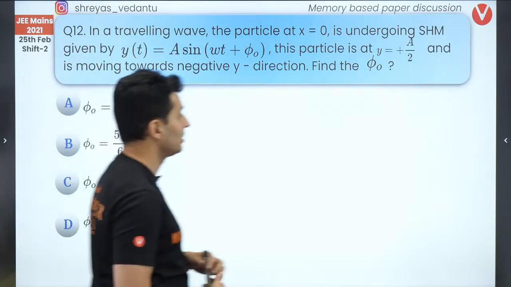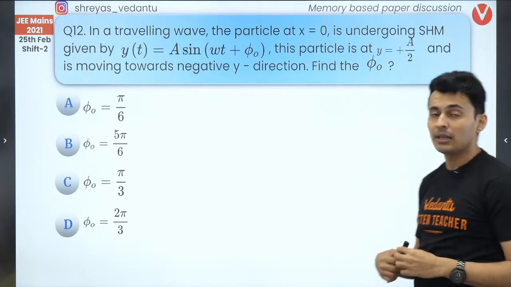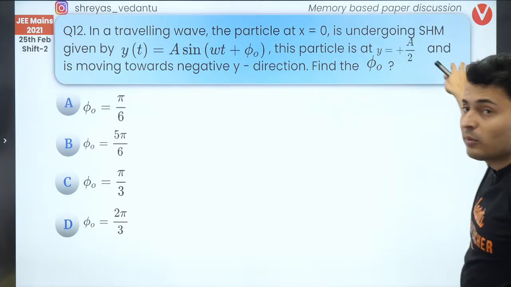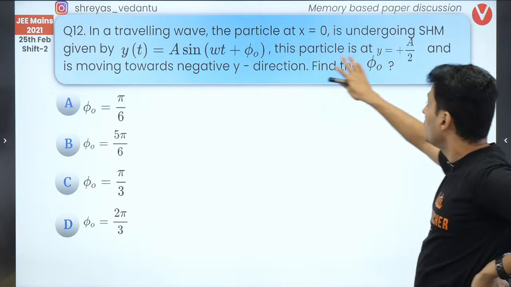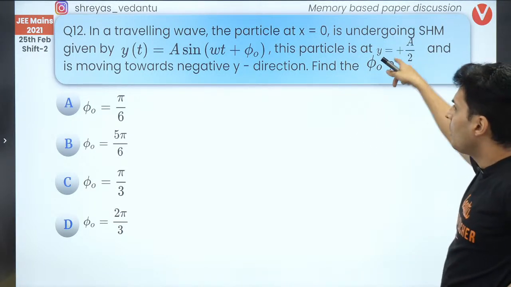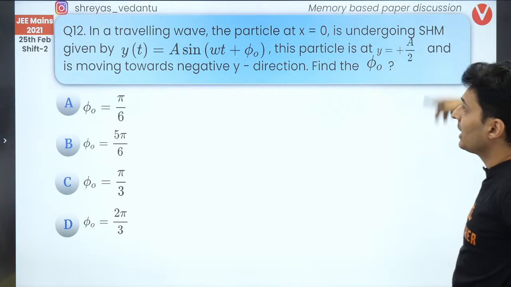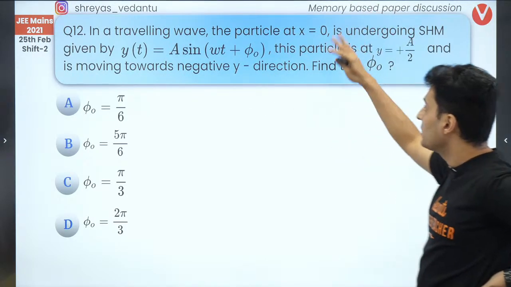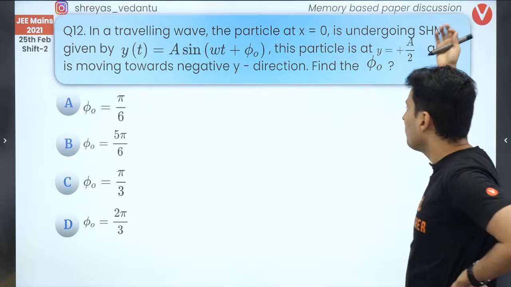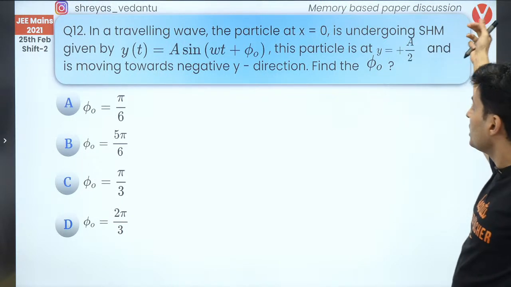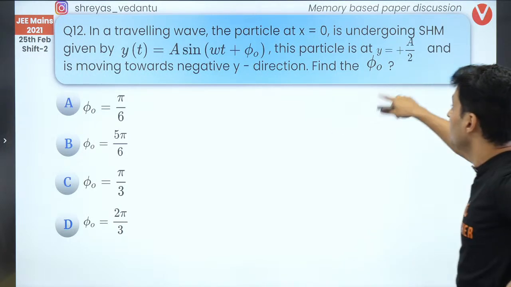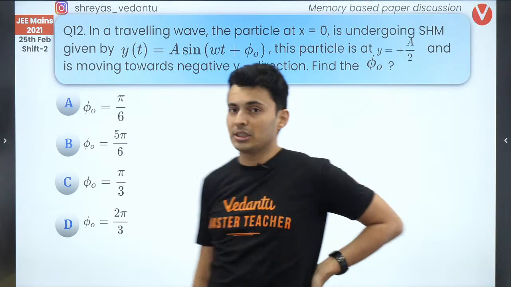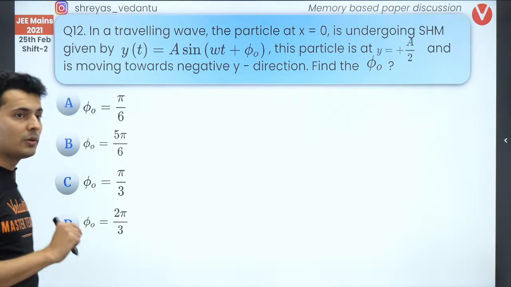Okay, look at this. There is a traveling wave. The particle is at x equals 0, that means on the y-axis, and it is undergoing SHM given by this equation. The particle is at half the amplitude at some time initially, moving towards the negative y direction. Find the value of phi naught. Very interesting question. Let's do this. This is also a very good question.